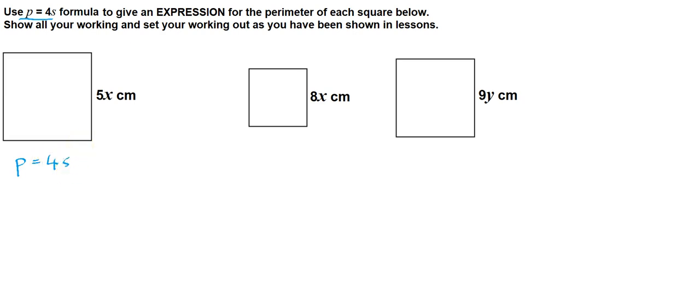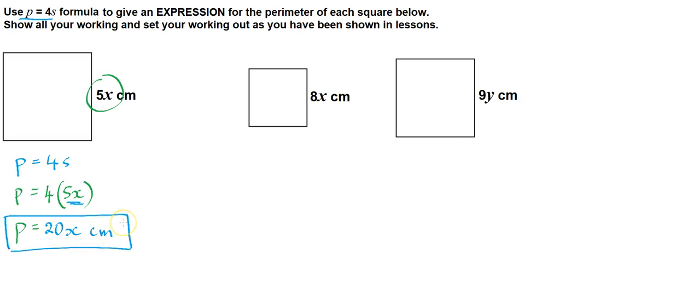So let's plug in what we are given, what we know. So the perimeter we don't know yet equals 4. And we do know what one of the sides is. This one of the sides is 5x centimeters. So let's do that. It's 4 times the side, which is 5x. And that means we have to multiply 4 by the term inside the brackets, which is 5x, right? So 4 times 5 is 20. So we've got 20x as the expression, as the term. And the answer, the length is centimeters. That's the units. So we'll do it like that.